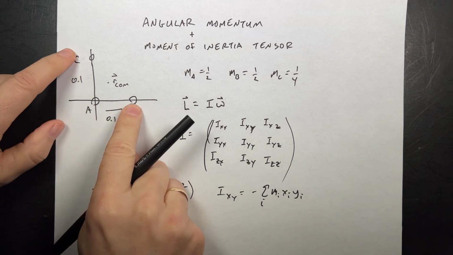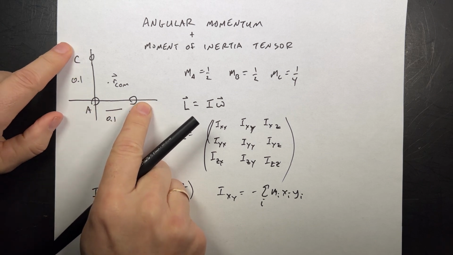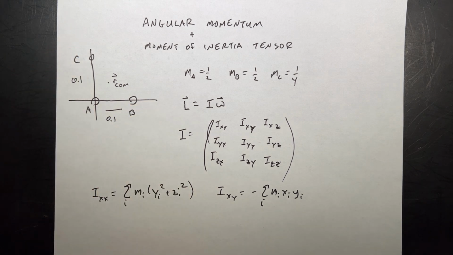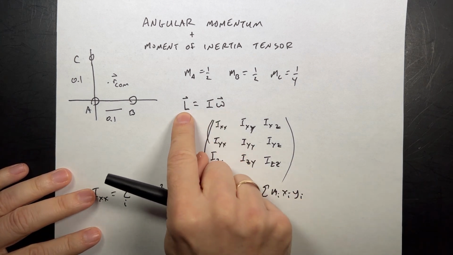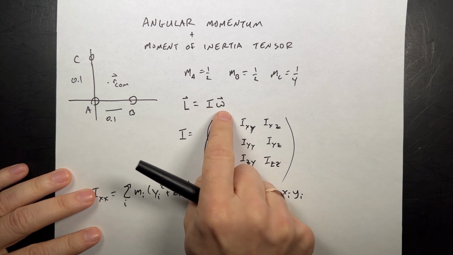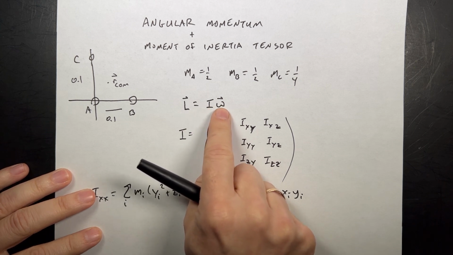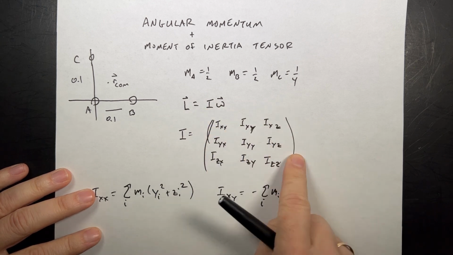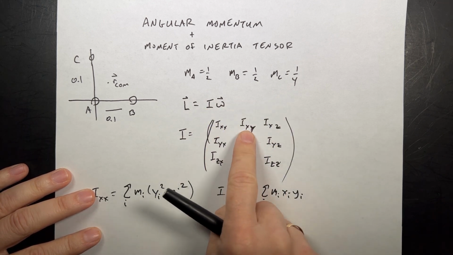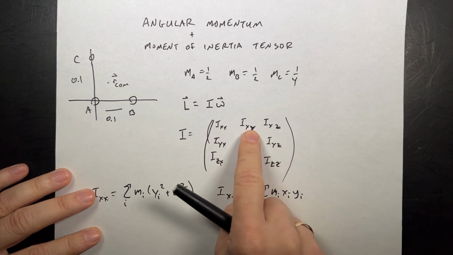So I have these 3 masses right here. I just picked some values and locations. It's not a big deal. We can change it up because they're just points. And we have our angular momentum equation, where we have the moment of inertia tensor operating on the angular velocity vector, where we define the moment of inertia tensor as this tensor: Ixx, Ixy, Ixz, and so on. These elements we can calculate.